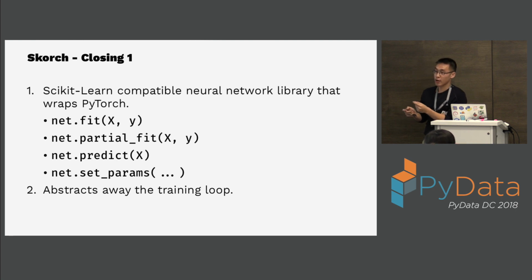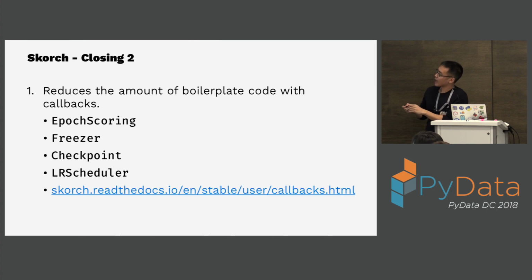It abstracts away the training loop. Notice that when we call fit, we didn't have to worry about all the little details we had in the first 3 slides. We just call fit, and it just works. Next, we have callbacks: epoch scoring, freezer, checkpoint, LR scheduler. There's a few more that I didn't go over. You could even create your own by going through the documentation.